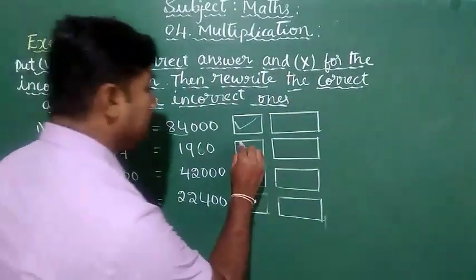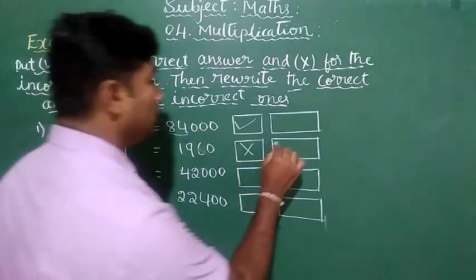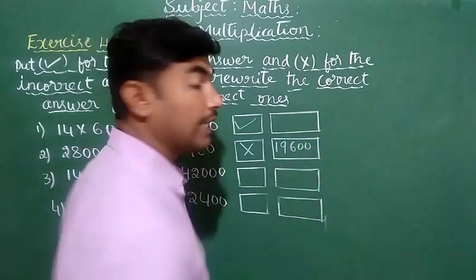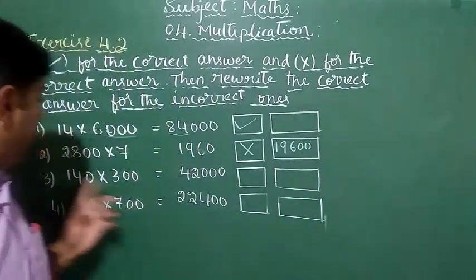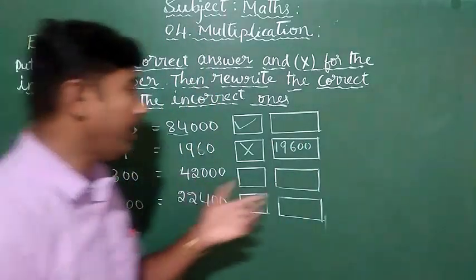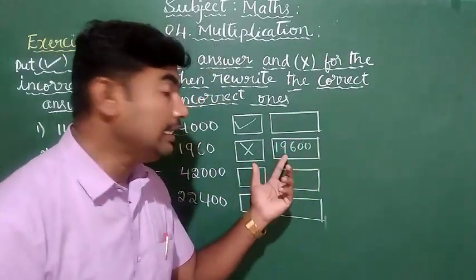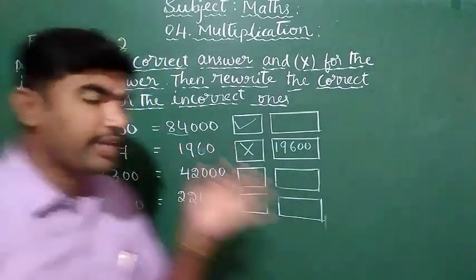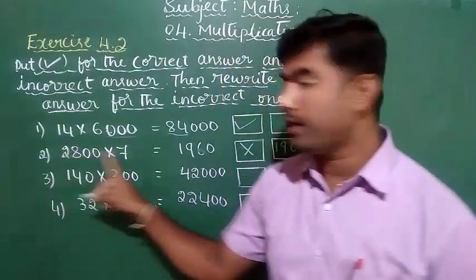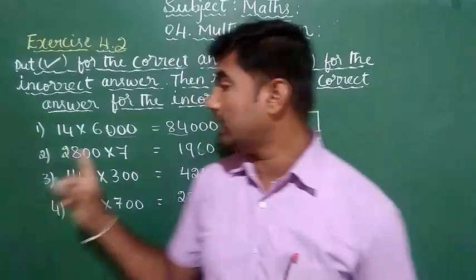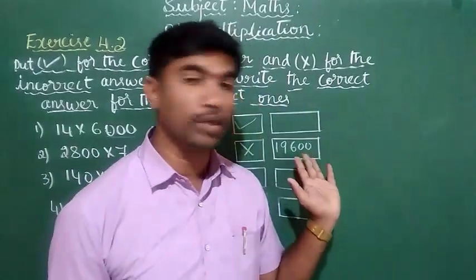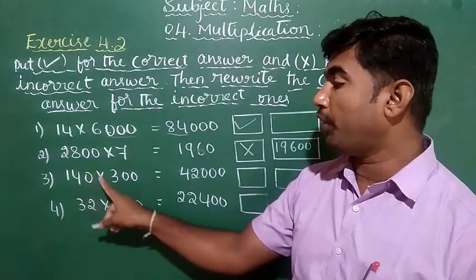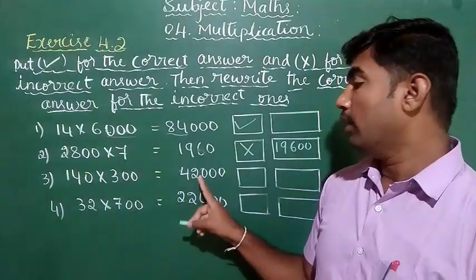What is the right answer? 19,600 is the right answer. You can multiply 2,800 into 7, and we get 19,600 as the product. So easily we can find out, my dear friends. 28 into 7 is 196, and here there are 2 zeros, so we need to write 2 zeros. That's all. And the third question, 140 into 300 equal to 42,000.